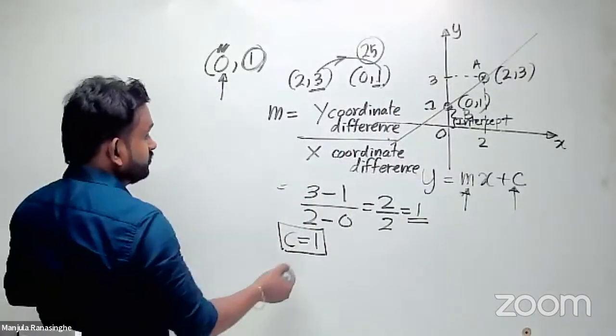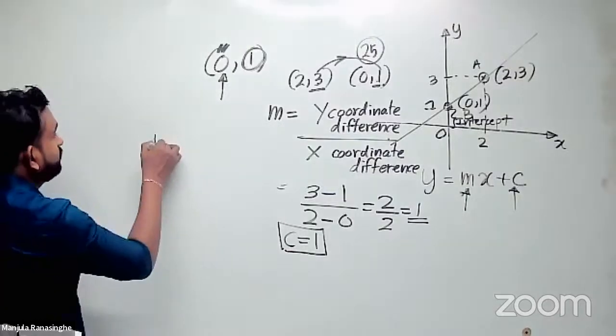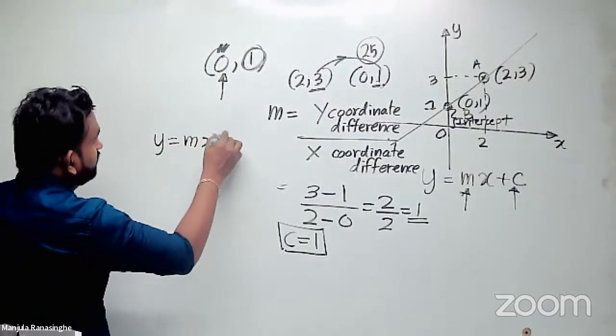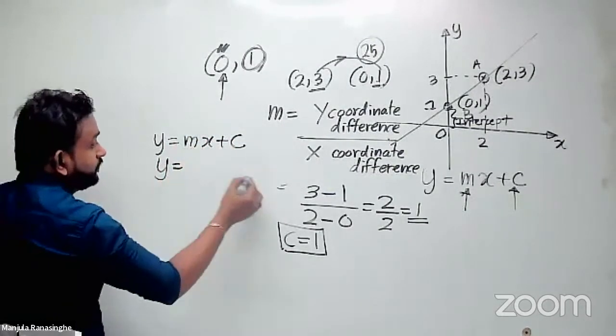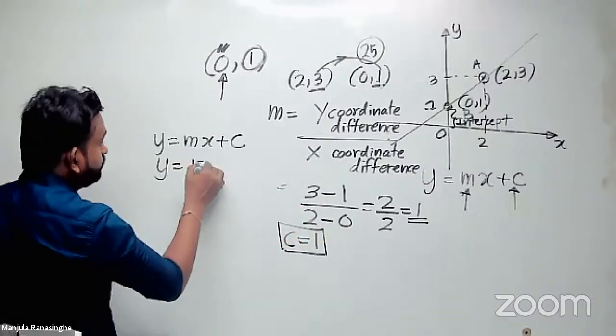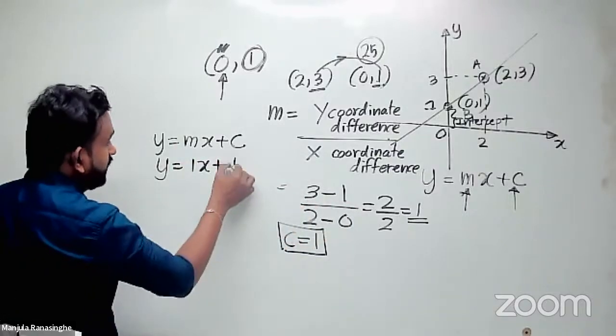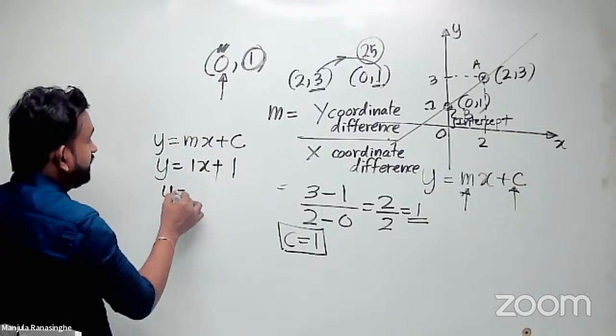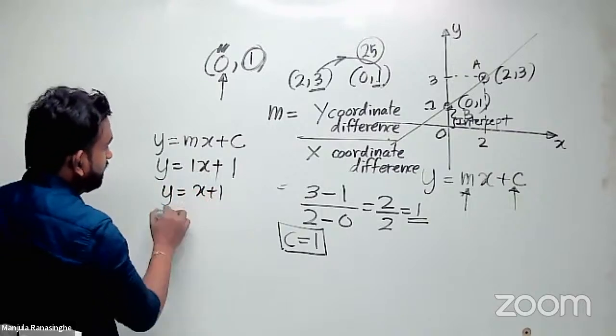So c is the intercept, c is equal to 1. Now you write y equals mx plus c, right? Then substitute m as 1, 1x plus c. C is 1. So 1, no need to write, x plus 1. So that is the equation.